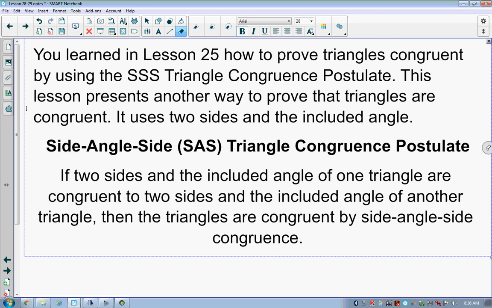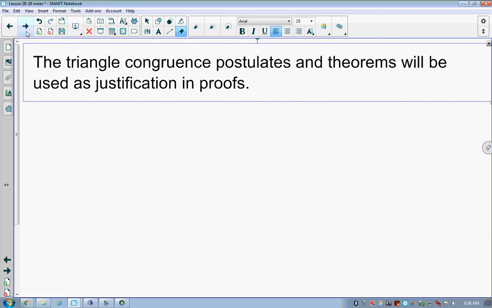What we should have learned back in lesson 25, which really wasn't that long ago, is that we can prove two triangles are congruent using side, side, side triangle congruency. This lesson is looking at another way to prove that these triangles are congruent, using the two sides and the included angle of those two sides. So basically, this just states again what I've already stated. You can read that. It's not going to add anything to it. The triangle congruence postulates and theorems will be used as justification in proofs. So if they show me two triangles and give me maybe one piece of information and I can infer other things, but the proof wants me to prove that these two triangles are congruent, one of my last statements might be these two triangles are congruent using the side angle side congruency postulate.